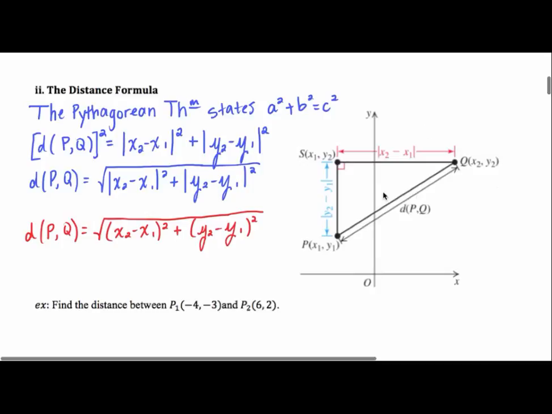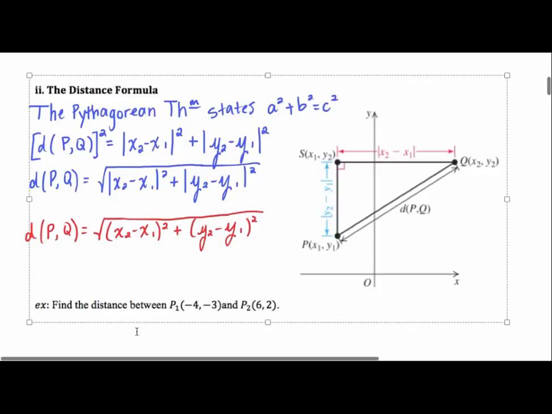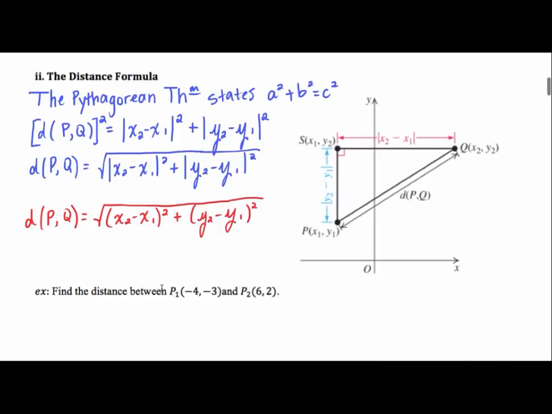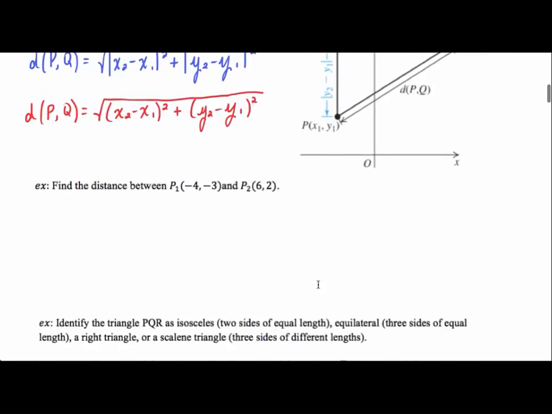Okay, so let's find the distance between these 2 points. P1, which is -4, -3, and P2, which is 6, 2. Okay, it's just a straight application of this distance formula right here. Does it matter which point you call x1, y1, or which point you call x2, y2? No, right? It doesn't matter. So I'm just going to go in order. We'll call that one x1, y1, and this one x2, y2.